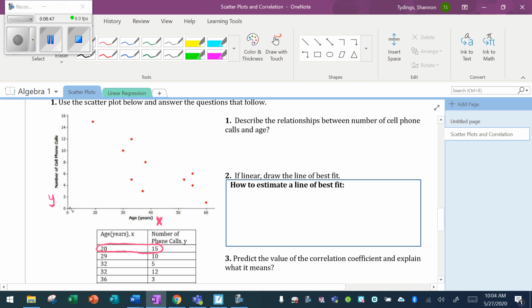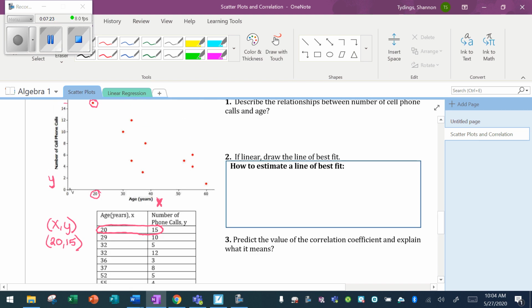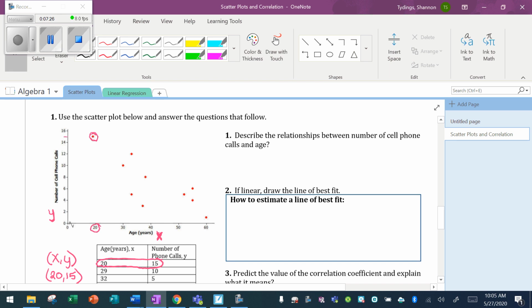So we have age 20, number of phone calls 15. So if we look at the scatter plot, I'm going to find 20 and I'm going to find 15. So just to clarify, the table correlates to XY points. So in the table, the 20, 15 correlates to a coordinate point, an XY point. Which is why we get this point 20 and this point 15. So that would be the same for all of these points in this table. So if you look, all these points are the same points that fall on this scatter plot.